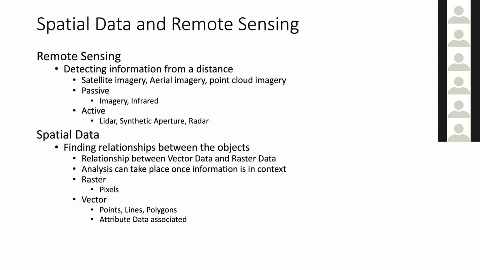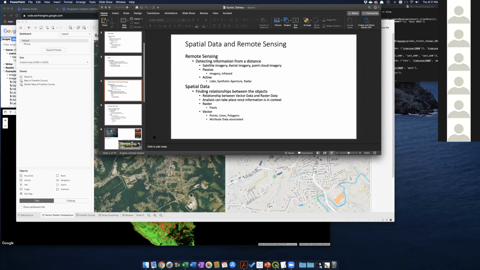Once you have that information, that's where spatial data and spatial analysis comes in, finding those relationships between objects. So I'll switch over to Tableau real quick.